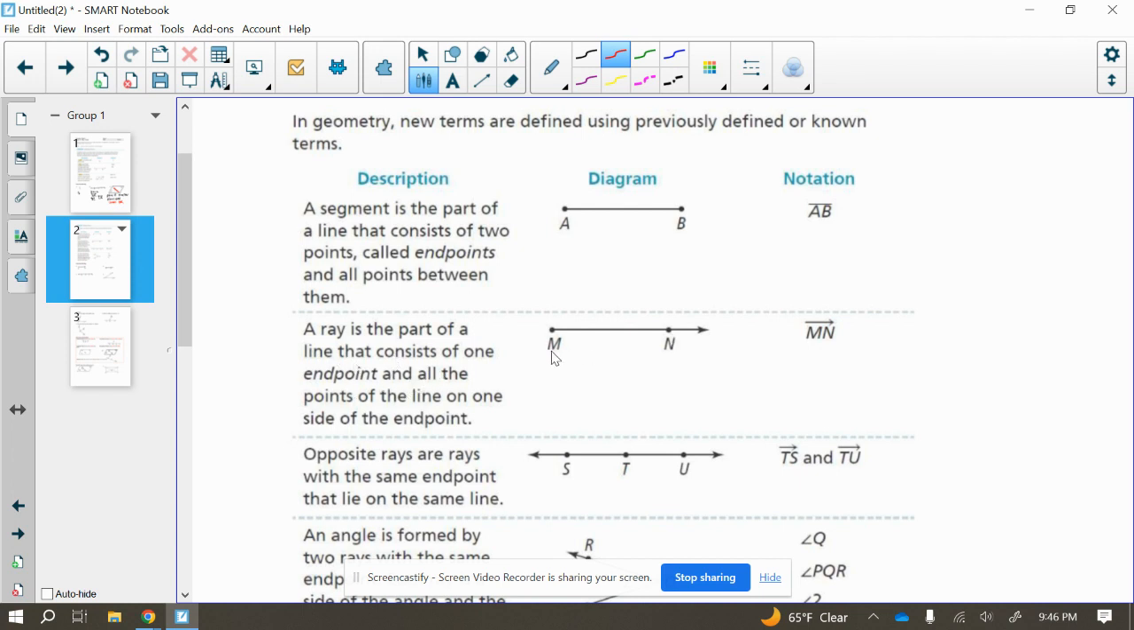A ray is going to go infinitely in one direction from one endpoint. Now this is more specific. While up above, we could call this BA. Rays are special because we must start with that endpoint M and then show that ray symbol, the direction it is going towards. So it has to start with that endpoint.